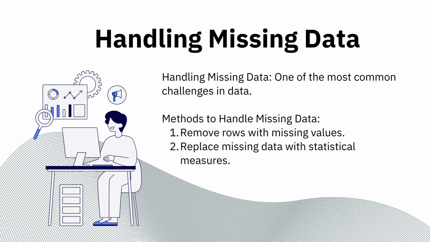Missing data is one of the most common issues in any dataset. Ignoring missing values can skew your results, so you need to address them early in the preprocessing stage. There are several methods for dealing with missing data, such as removing rows with missing values or using statistical measures like mean, median, or mode to fill in the gaps.